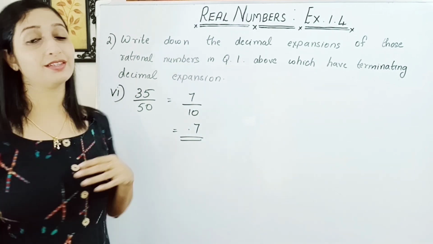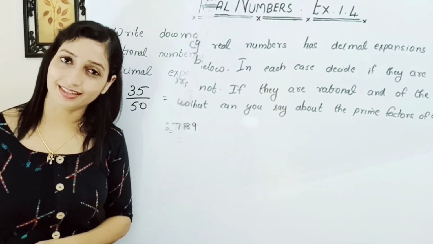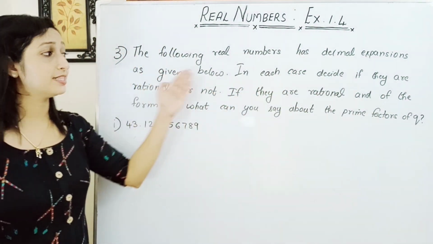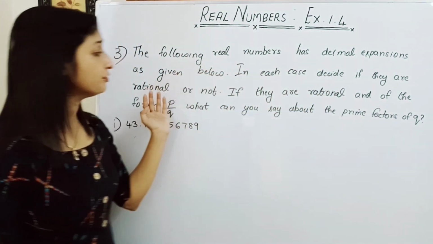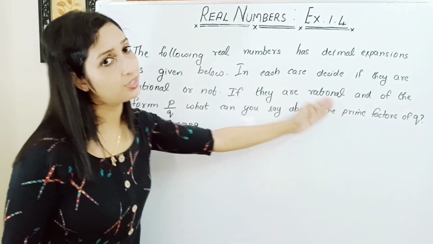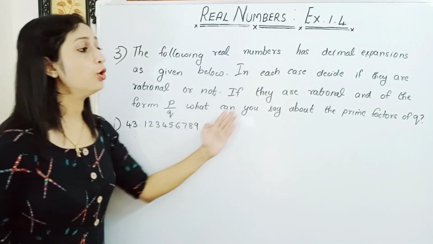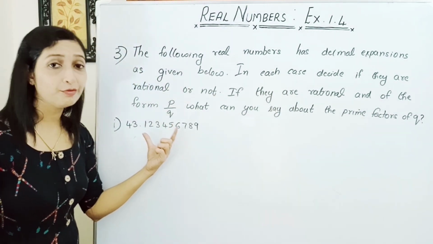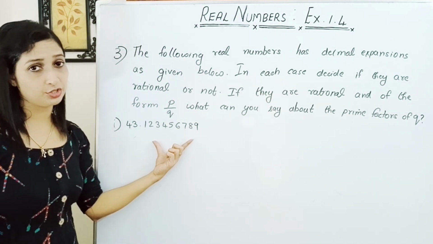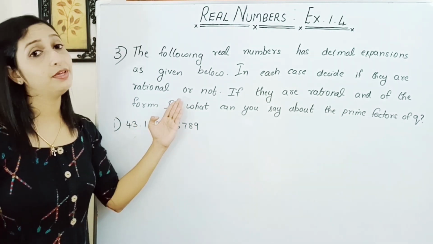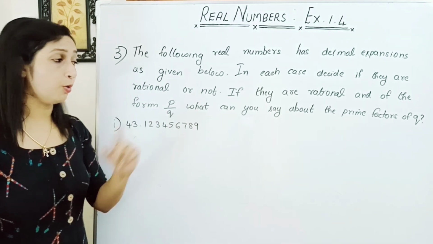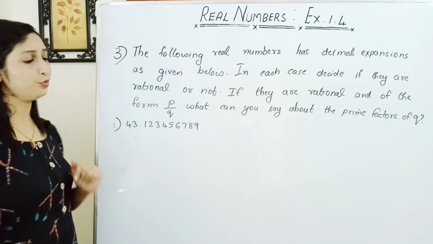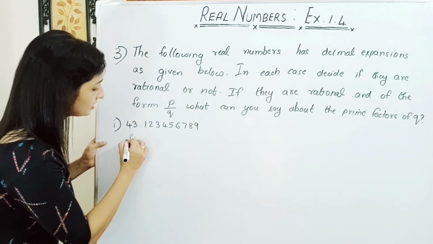So now let's move on to our next question, which is question number 3. This is our third question. The following real numbers have the decimal expansion as given below. In each case, decide if they are rational or not. If they are rational and of the form P by Q, what can you say about the prime factors of Q? So what you have to do here is find out whether the given decimal expansion is rational and can be written in P by Q form. If so, they have asked you to find out the prime factors of Q. So let's do it.